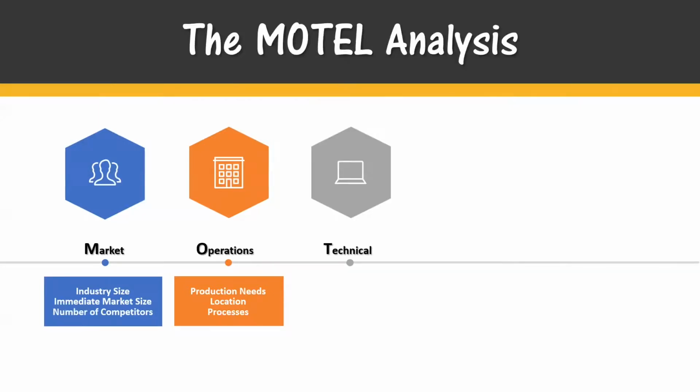Next is the technical piece. So like I said, that kind of segues from the processes into the technical piece. What you want to look at is your technology needs. Basically, what software do you need to get done what you need to get done with your business? What type of technology do you need built? Next is the technical acquisition. So how are you going to acquire, how are you going to get the technology that you need for your business?